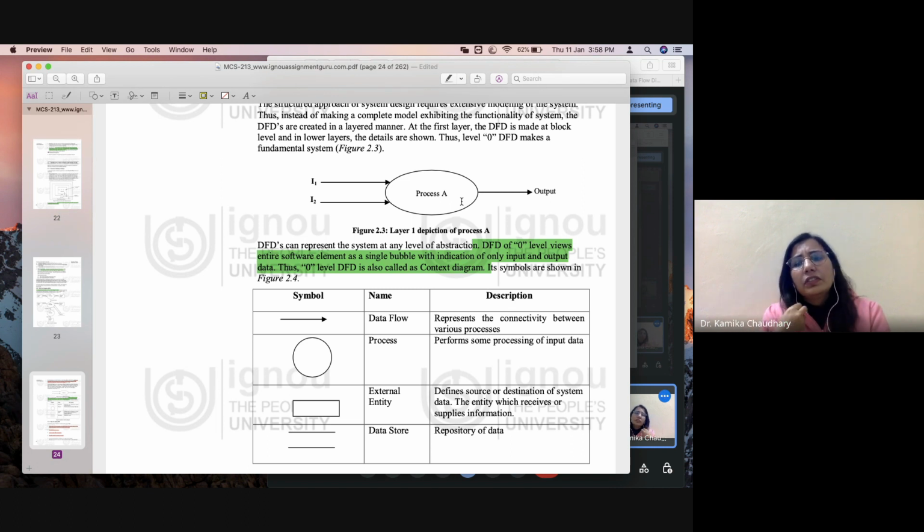It means to what extent we can explain our process, we can go to that particular level. Level zero means we'll just represent the entire process. I'll just write over here that it is my IGNOU software system: input one, input two, and the output. The broadest level of the explanation of any system is my level zero. Broadest means not very specific, not at all specific. It just represents the actual input, the output, and the system.